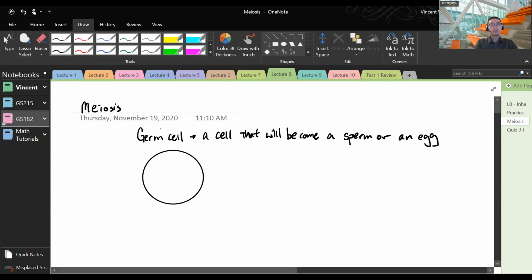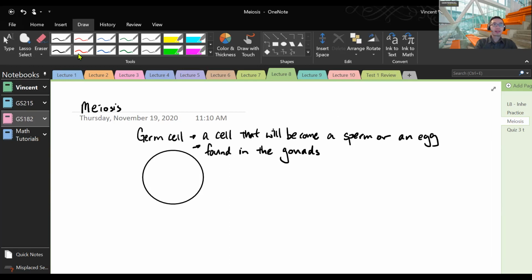So in male, germ cells are found in the testicles, and in female, the germ cells are found in the ovaries. Okay, so testicles and ovaries, they are called gonads, right? Gonads. We'll say found in the gonads, which is basically reproductive organs.